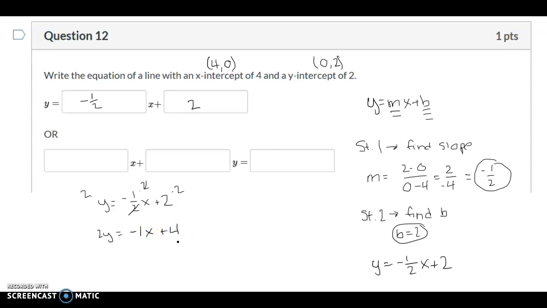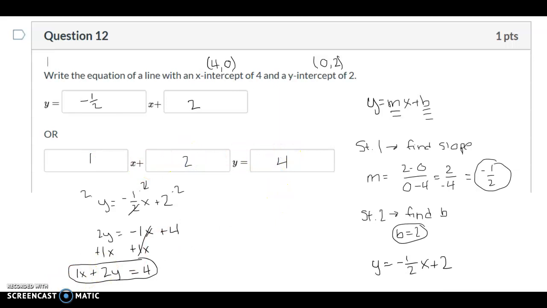Remember, x and y also have to be on the same side. So move your x on over. Those go away. I'm left with 4 over here. And remember, standard form calls for x first. So you'd have 1x plus 2y equals 4. And that's standard form. So this was review, just in a different type of format. This is from yesterday's learning. So it'd be 1x plus 2y equals 4.